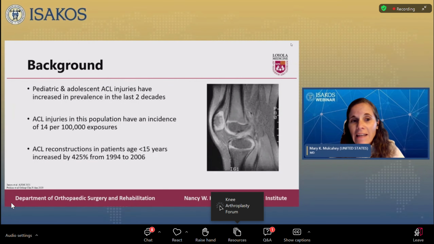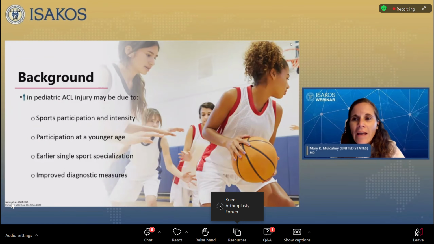So pediatric and adolescent ACL injuries have increased significantly over the past couple of decades, and the incidence in this group is about 14 per 100,000 exposures. Looking at the age group under 15, the incidence of ACL tears has increased over 400% from the early 90s to the early 2000s. This increase in pediatric ACL injuries is due to a lot of different factors, including an increased level of sports participation and the overall intensity or level of play. And certainly these patients are starting to play sports at a younger age. They're focusing and really specializing in sports earlier on, and we have certainly improved diagnostic measures.